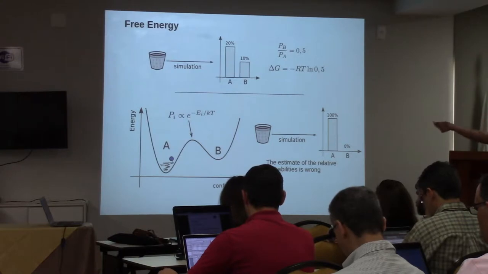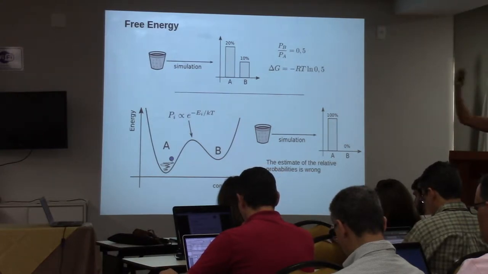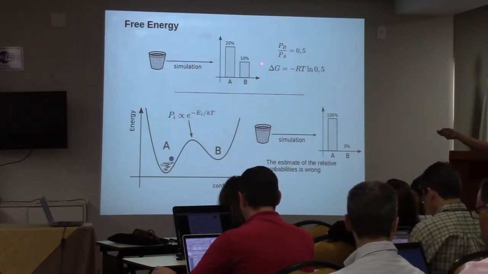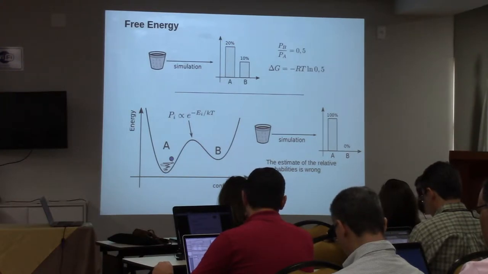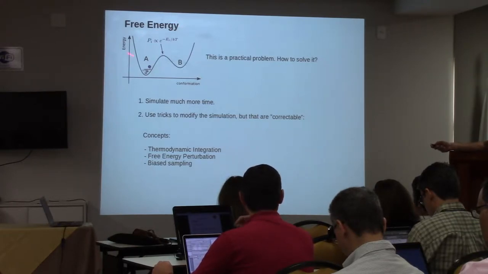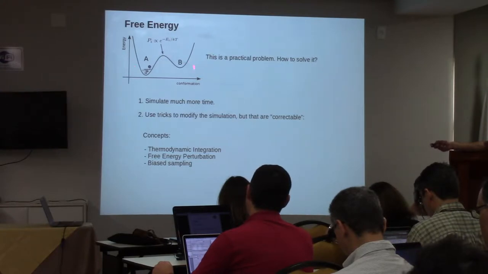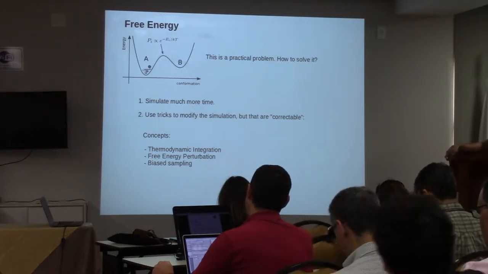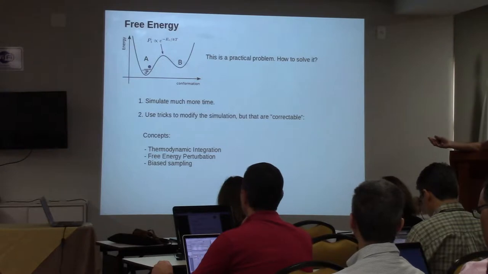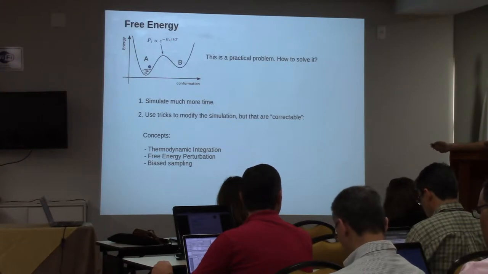Okay, so we do a simulation. This is very typical. Our simulation cannot sample the different conformations with the correct probabilities that would connect the two states with their free energies. So we have a practical problem. It is not a theoretical problem of understanding what the free energy difference is. The problem is a practical one: how to solve the issue that the simulations we perform are not able to sample the correct relative probability of the two states we are interested in. We want to study how to solve this practical problem.